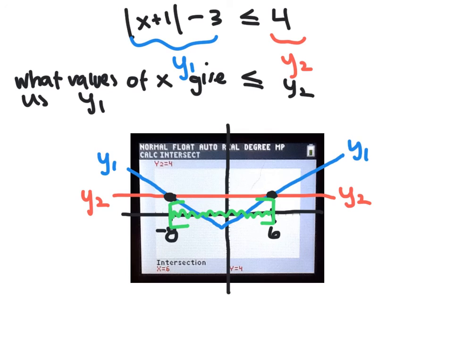I'm going to rewrite the final solution in interval notation. And that will be all the values from negative 8 to positive 6. And we've just solved an inequality graphically, and I think you'll see that when you compare it to the analytical solution, they'll match up. Yay!